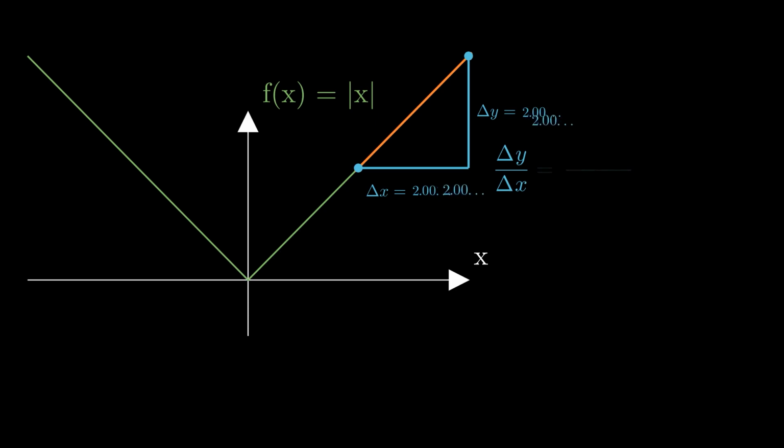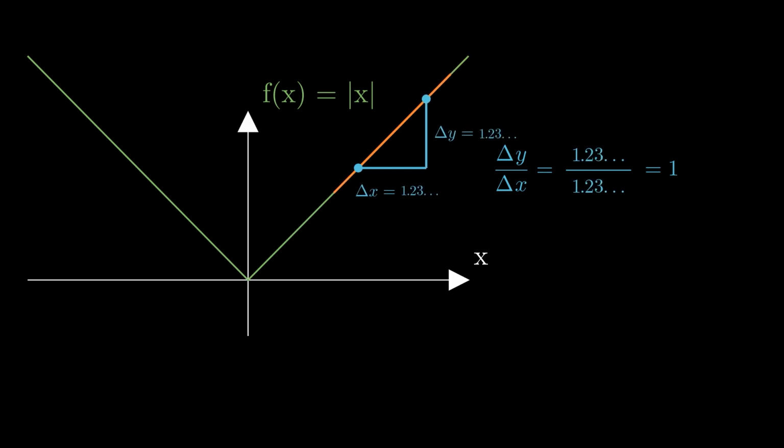Since a part of the curve is a straight line, the value of the slope remains the same for all positive input values. The value of the slope remains 1 for the right part of the graph.